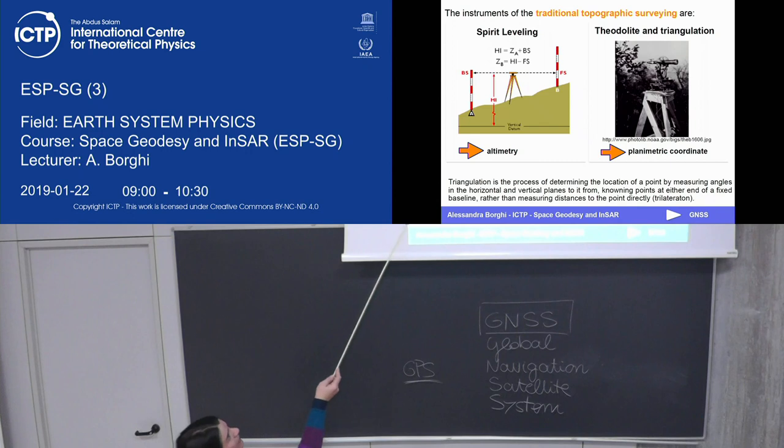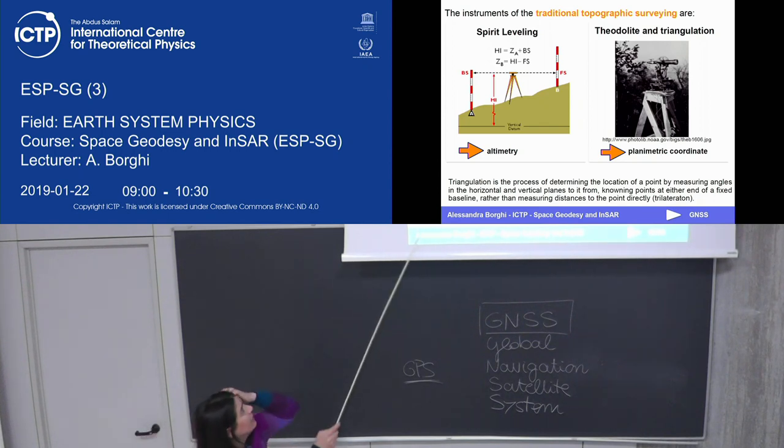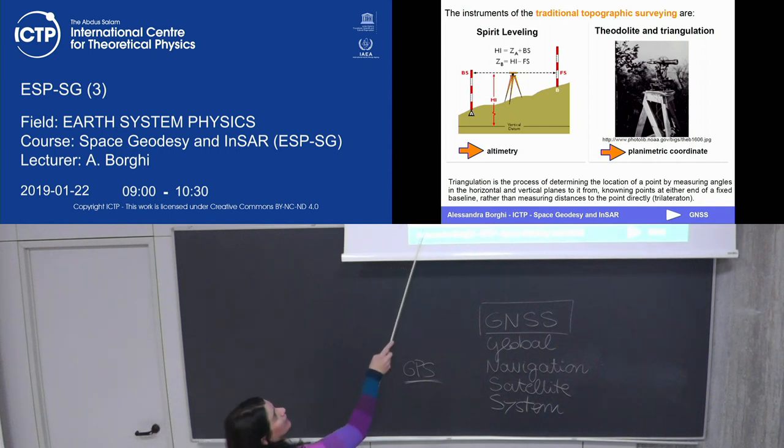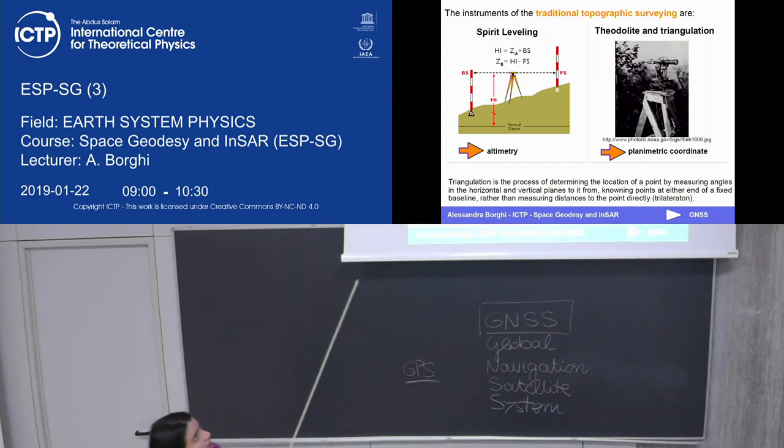So this is a spirit leveling. So we are going to measure the differences in the height between the two points. And these heights are referred to the geoid. Because when we put our instrument, I don't know if you have seen this type of instrument, data from Lavini are often used also in geophysics application, not only in engineering application.